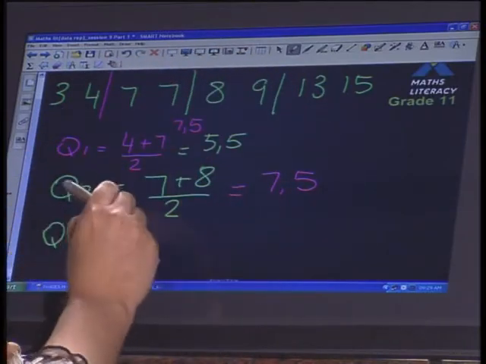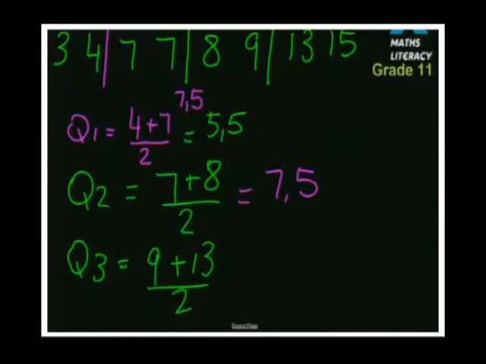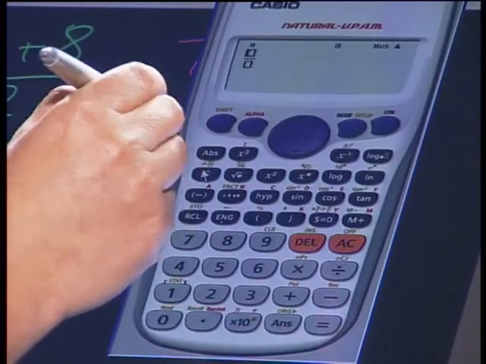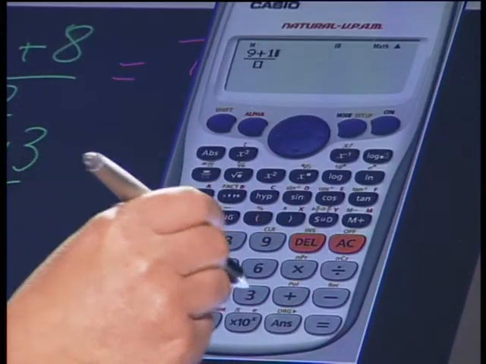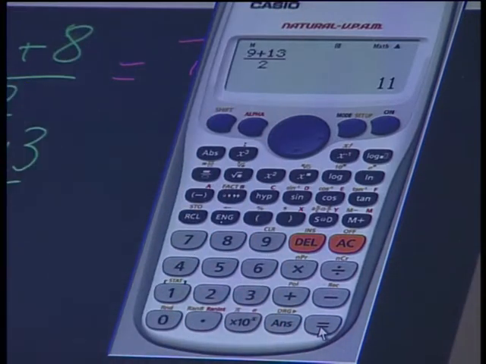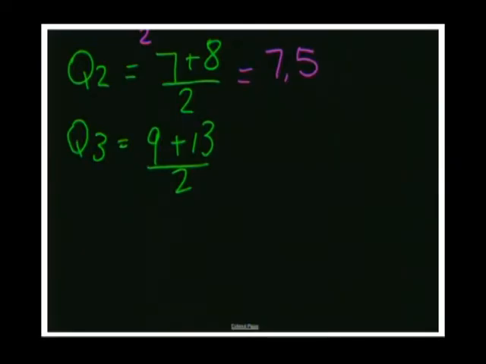And we do, again, on the calculator, 9 plus 13 divided by 2. Let's extend this page a little bit. Get a calculator out. So 9 plus 13 divided by 2, and I get an answer of 11. Is that between the 2? It is, so therefore I've got my Q3. So that's what happens when you have an even set of numbers.